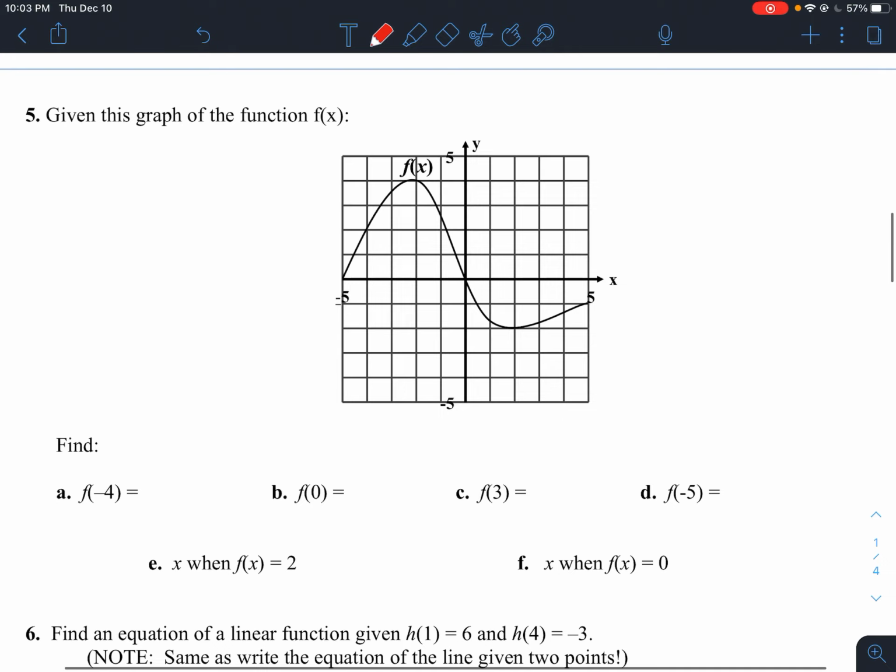So then for 5, it says find f of negative 4. So again, this is very similar. The x value is equal to negative 4. So we need to find the y value when x is negative 4. So we go to negative 4. So we go 1, 2, 3, 4. I go here. Well, my y value is going to be a positive 2.